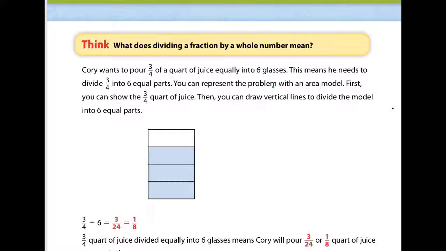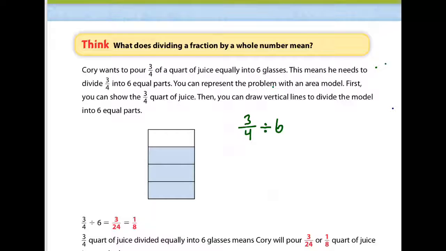So Corey has 3/4 of a quart of juice, and he wants to divide it equally into 6 glasses. So he's taking 3/4 divided by 6. Notice what's different about this one is the fraction comes first and we're dividing it into a whole number of pieces. It's the opposite of what we did on the last page.